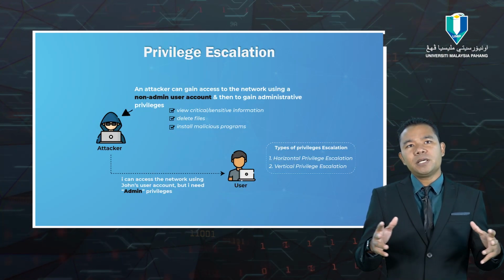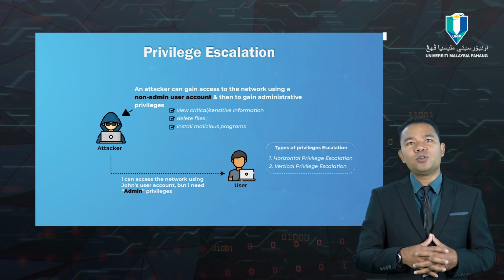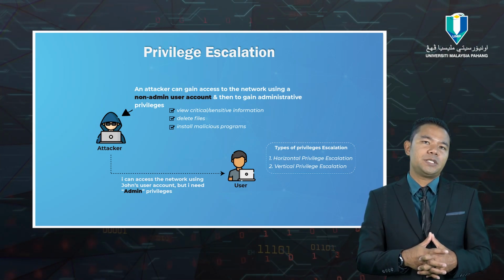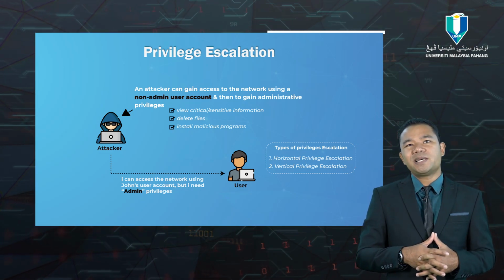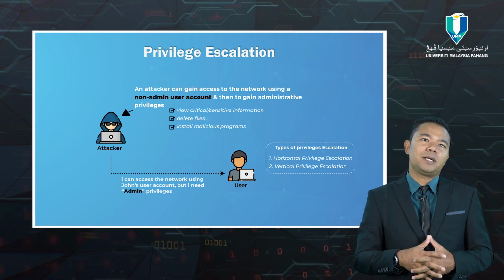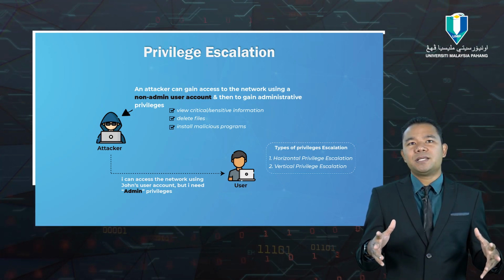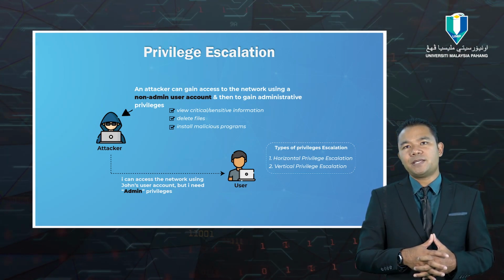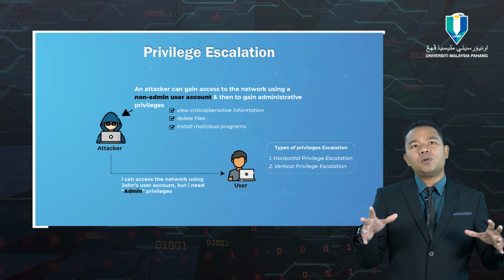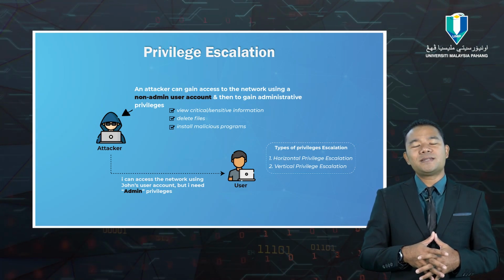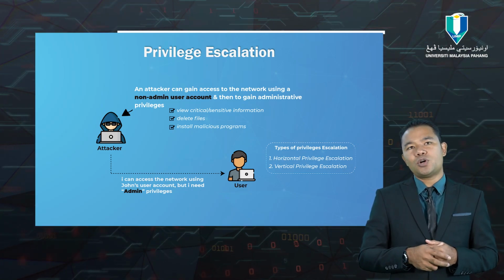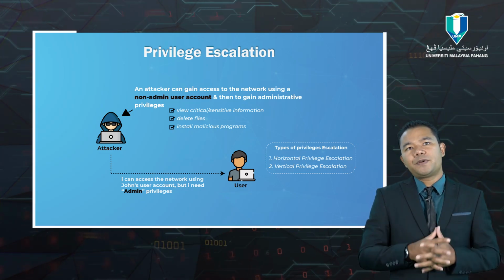Privilege escalation. Attacker can gain access to the network using non-admin user account, and the next step should be to gain administrative privilege. The attacker performs a privilege escalation attack that takes advantage of design flaw, programming error, bug, and configuration oversight in operating system and software application to gain administrative access to the network and its associated application. The privilege allows the attacker to view critical or sensitive information, delete file, or install malicious programs such as virus, trojan, and worm. Types of privilege escalation.